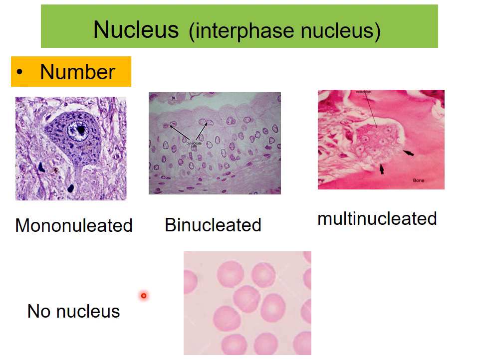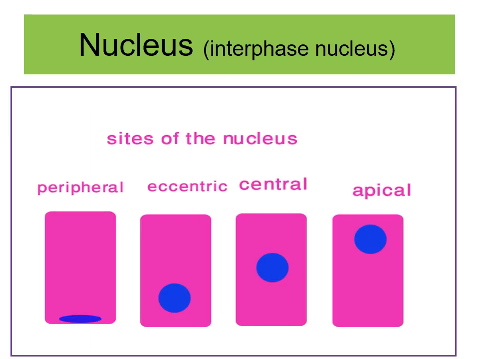More than two nuclei. The only non-nucleated cells in our body are the red blood cells. The red blood cells have no nucleus.